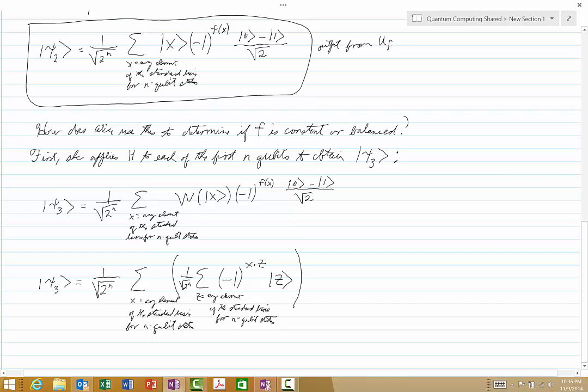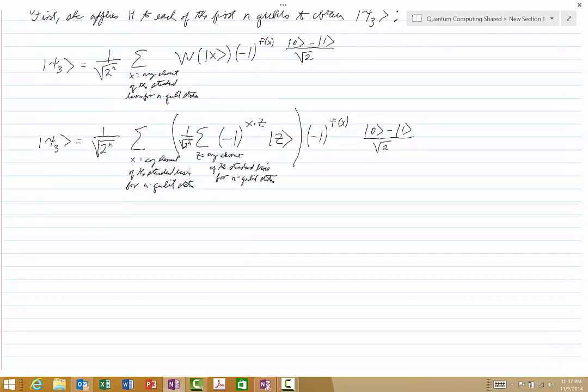That summation right here, and again, this is from lecture 32, this summation right here is W acting on x. And now we just bring down the rest of what we have from this line. So we'll have -1 to the f of x power, and then 0 minus 1 over square root of 2.